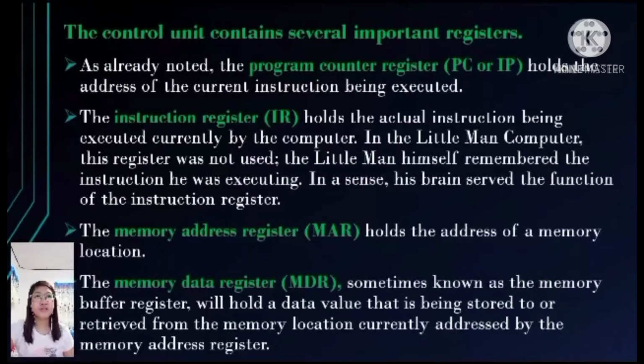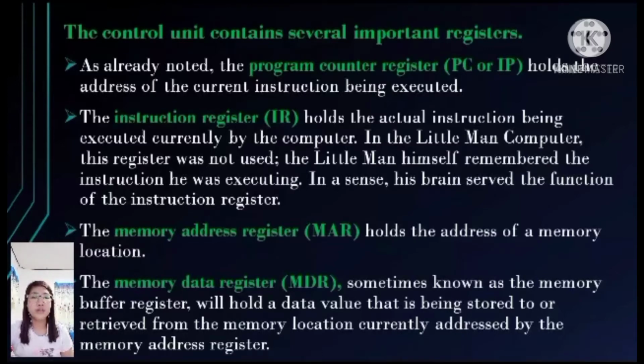The control unit contains several important registers. Number 1, as already noted, the program counter register, or PC or IP, holds the address of the current instruction being executed. Number 2, the instruction register, or IR, holds the actual instruction being executed currently by the computer. In the Little Man Computer, this register was not used. The little man himself remembered the instruction he was executing. In a sense, his brain served the function of the instruction register.